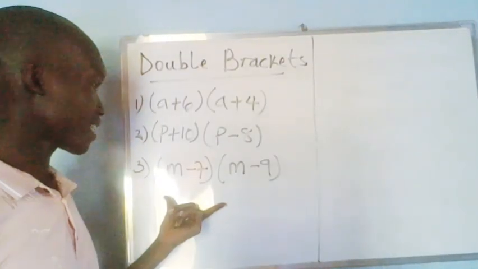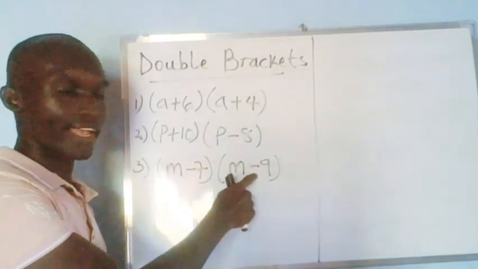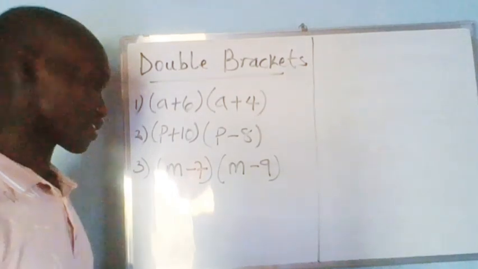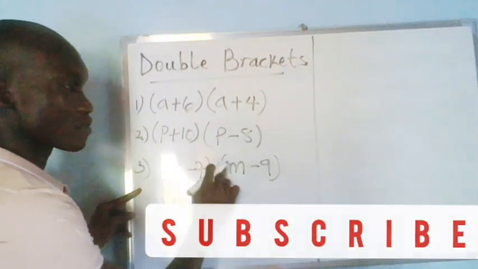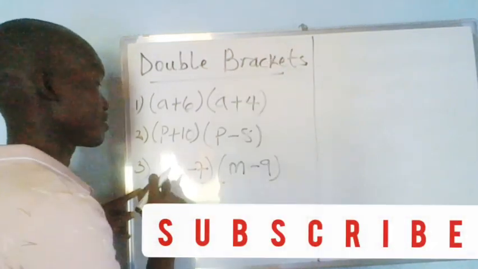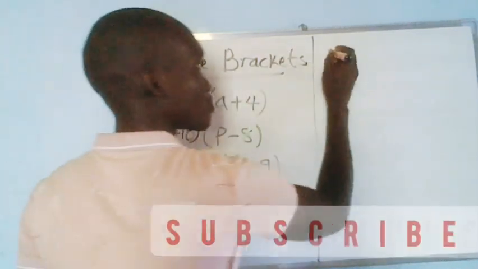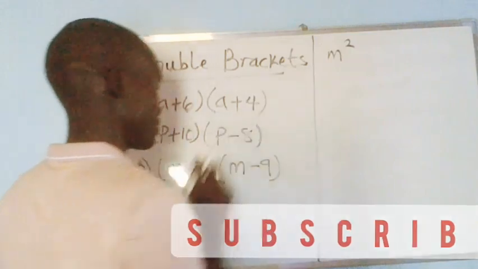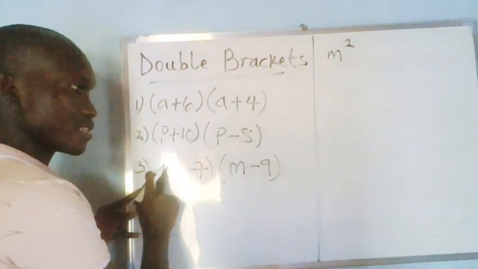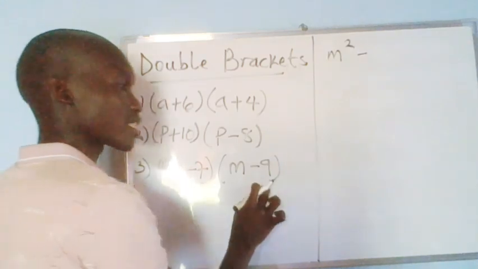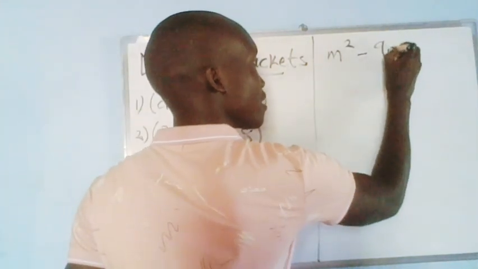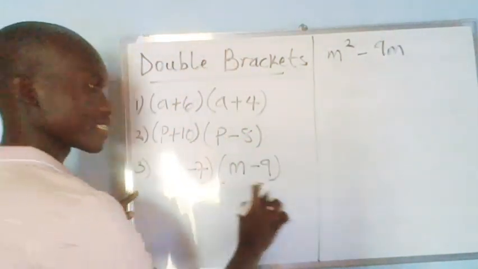Okay, let's have a similar case, but this time we'll have negative and negative in the middle. Let's see how that works. Let's handle it here. Positive times a positive will be positive. M times m will be m squared. Positive times a negative will give us negative. M times 9 will be 9m. We're done with this and the second bracket.